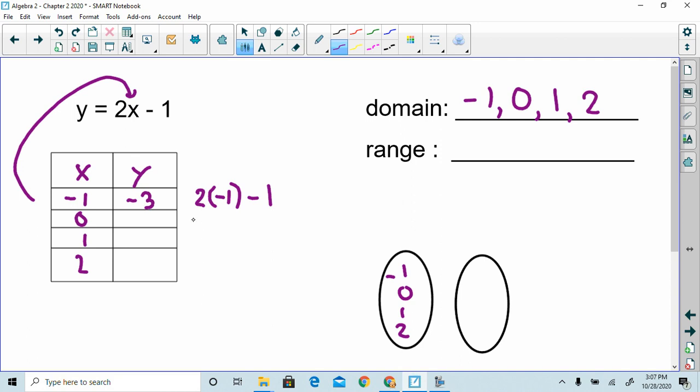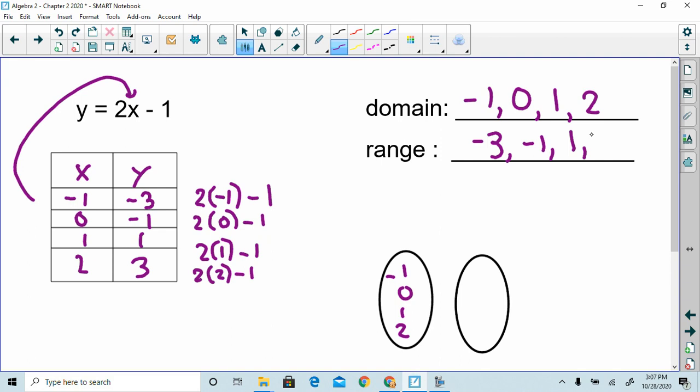Let's try it again with 0. Input 0. 2 times 0 is 0, minus 1, -1. Let's input 1 this time. Input, output. We're going to multiply by 1. 2 times 1 is 2, minus 1 is 1. And then I've got 2 times 2. Input 2, that's 4. 4 minus 1 is 3. I have now created the function table. I've found my range values or my y values by following the rule.